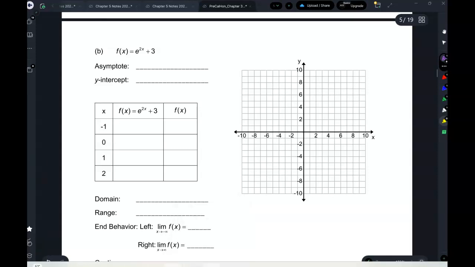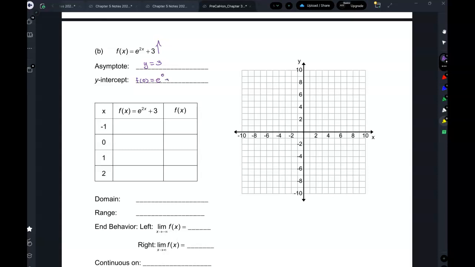So e to the 2x plus 3, go ahead and graph this quickly. Here for this one, before you even graph, take a look. This +3 moves everything up 3 units, including the asymptote. So now for the first time, the asymptote is y equals 3, okay? And the y-intercept, f of 0, is e to the 0 plus 3, which is equal to 4. So 0, 4, okay? That you should be able to do without even a calculator.